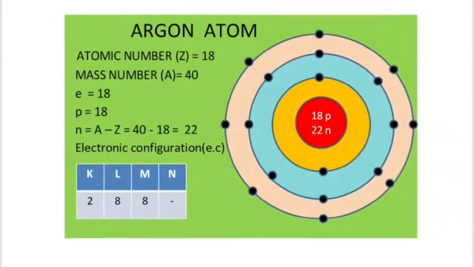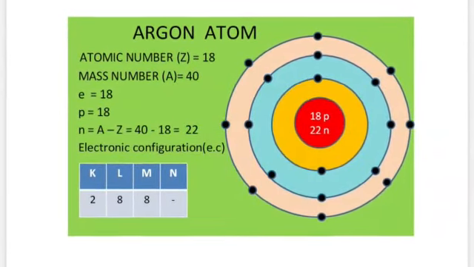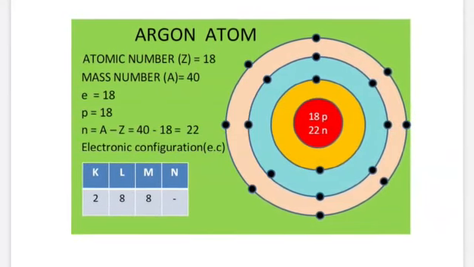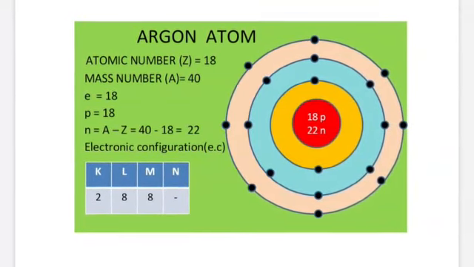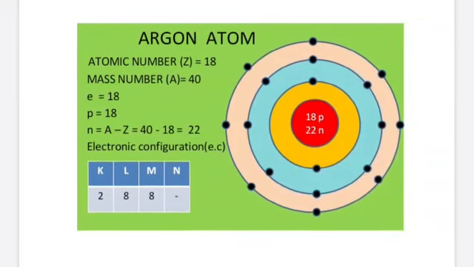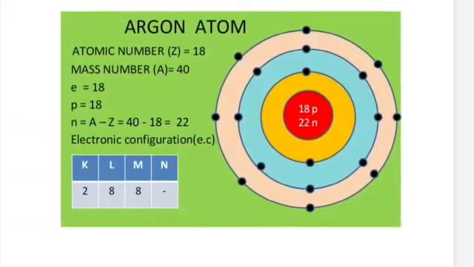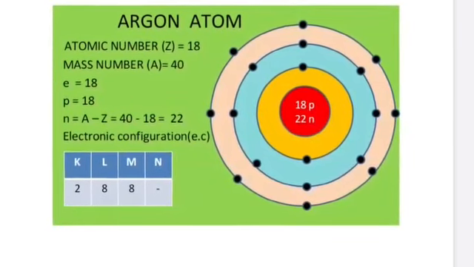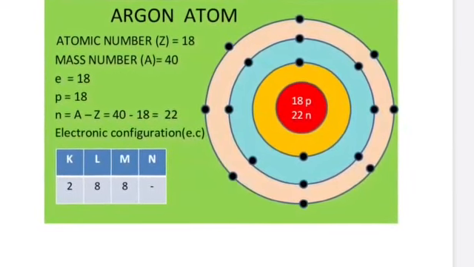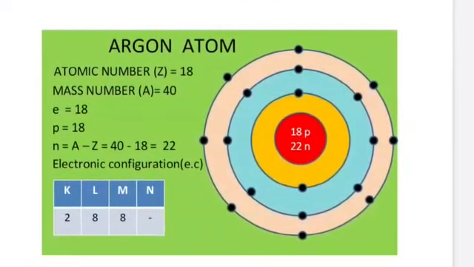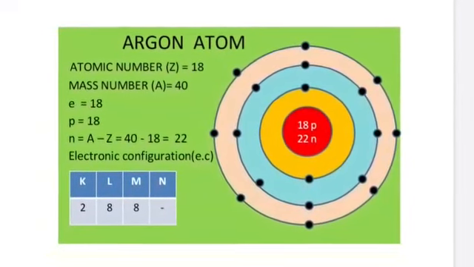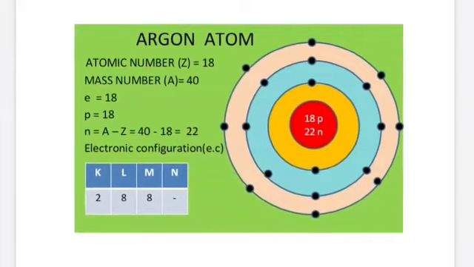Next is argon atom. Atomic number 18, mass number 40. 18 electrons, 18 protons and 22 neutrons. The electronic configuration is 2, 8, 8. With 8 electrons in the last shell, the atom is most stable, hence it is an inert element. Such an atom does not participate in any type of chemical reaction.